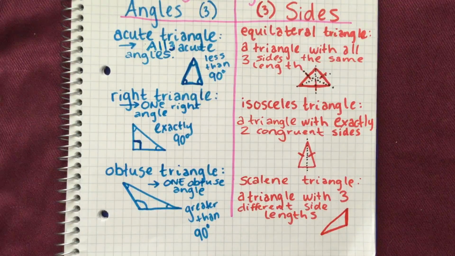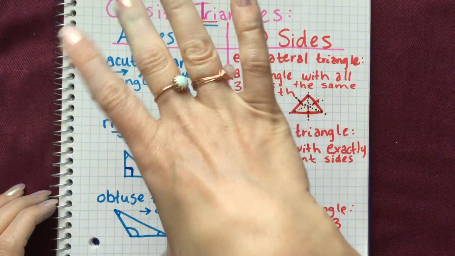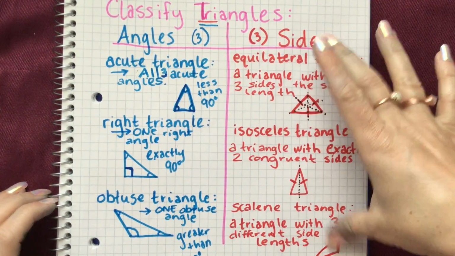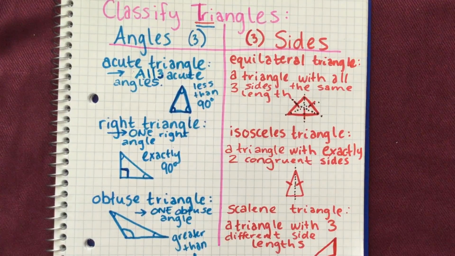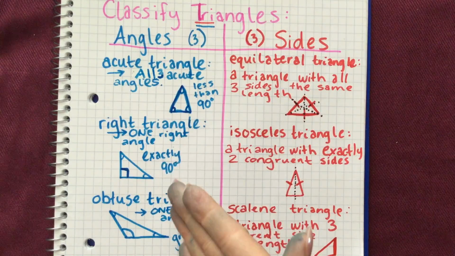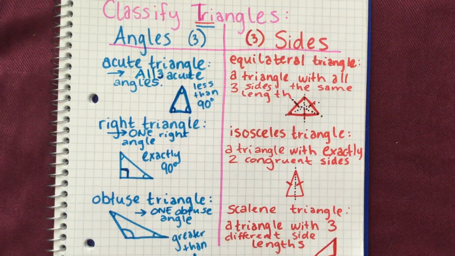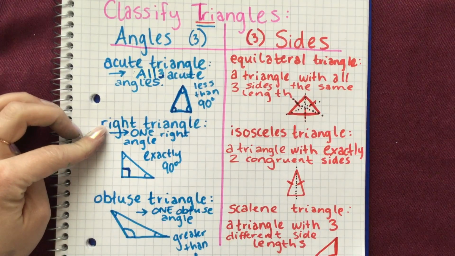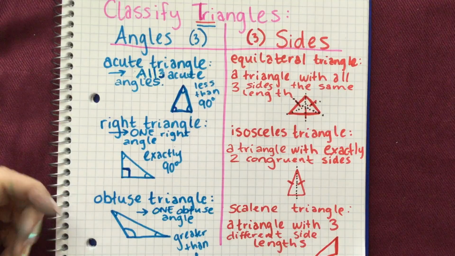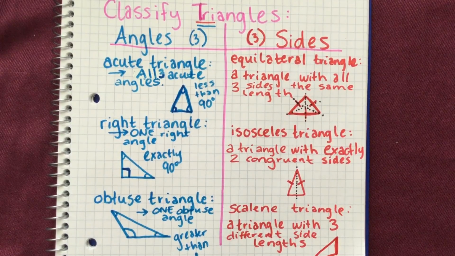Now, you can classify triangles using just their angles, just their sides, or both. This week in Zearn, you're going to be asked to recognize, is this triangle acute, right, obtuse? And is this triangle equilateral, isosceles, or scalene? So it can be an acute isosceles triangle, right? It can be a right isosceles triangle. It might be an obtuse scalene triangle. It really just depends on the triangle that you're looking at.